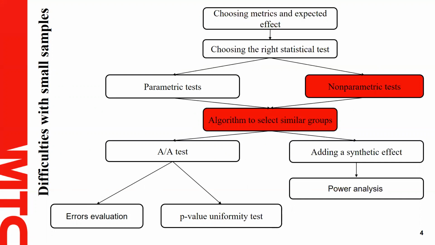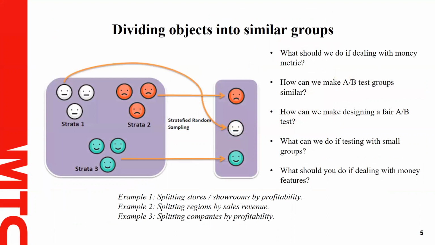Important to highlight, when we work with small data samples, one of the main problems is to choose the right algorithm for selecting similar groups. Also, we'll work with non-parametric tests. Let's look at available methods and try to answer the question why this is a problem at all, to make A and B groups balanced by some indicators. In other words, to make them look the same.